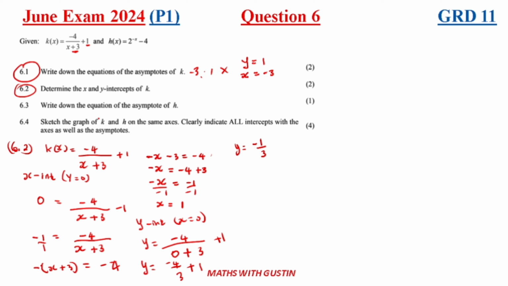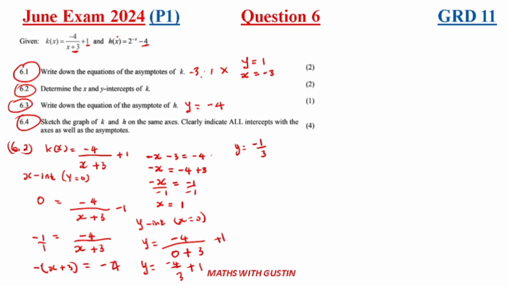All right, so now let's go. 6.3 says write down the equation of the asymptote of h, which is for this exponent right here. We only have one line of asymptote, which is this number right here, so y is equals to negative 4. That's the line of asymptote. Now we have got 6.4. 6.4 says here sketch the graph of k and h on the same axis. Clearly indicate all intercept with the axis as well as the line of asymptotes.